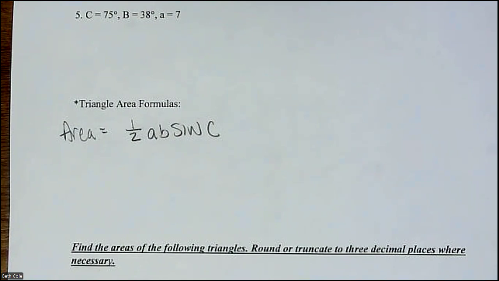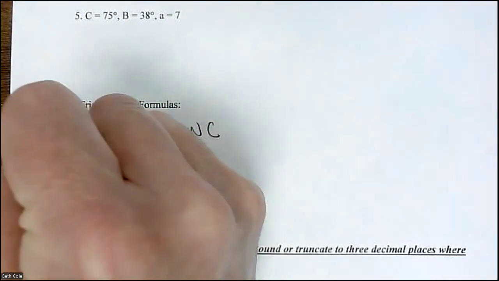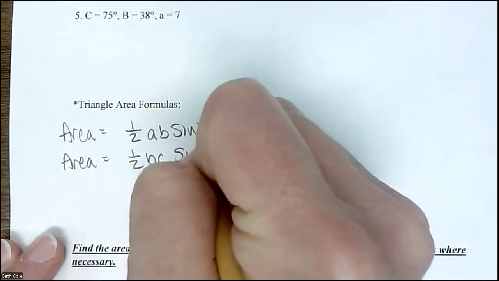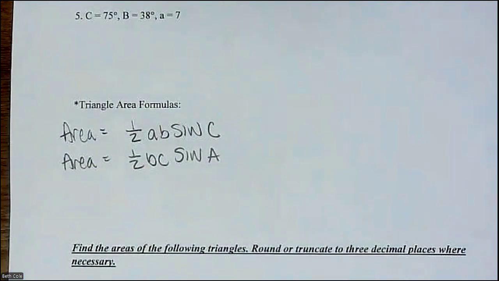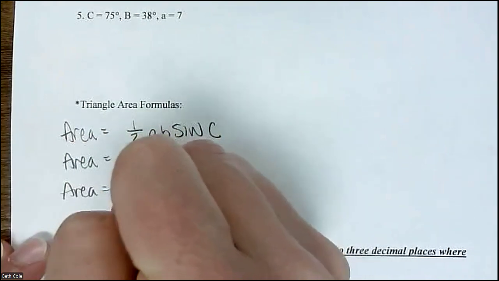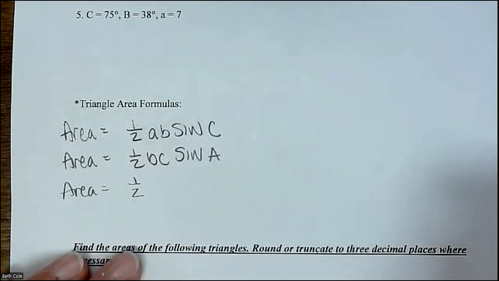And again, don't get caught up on A, B, and C. It might be RST, all right? But another version of that would be 1/2 BC sine A. Like, look at that and let that sink in for a second. Do you see what I did there? How I just jumbled the letters? Because there's a third version, which would be 1/2 what? What's the version I didn't do yet?